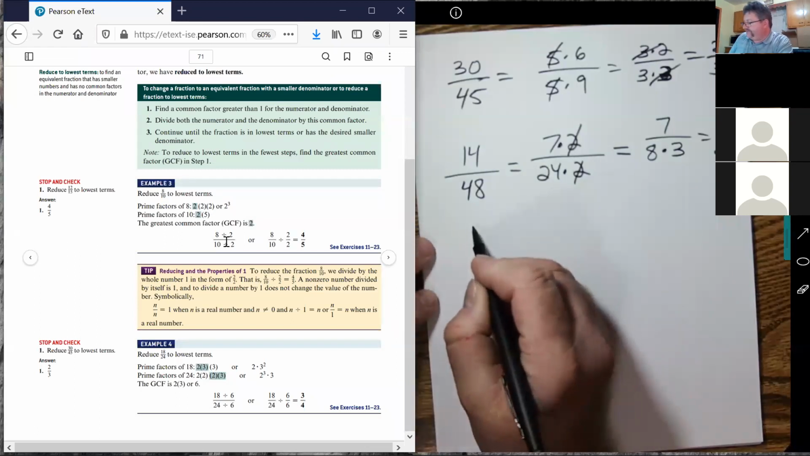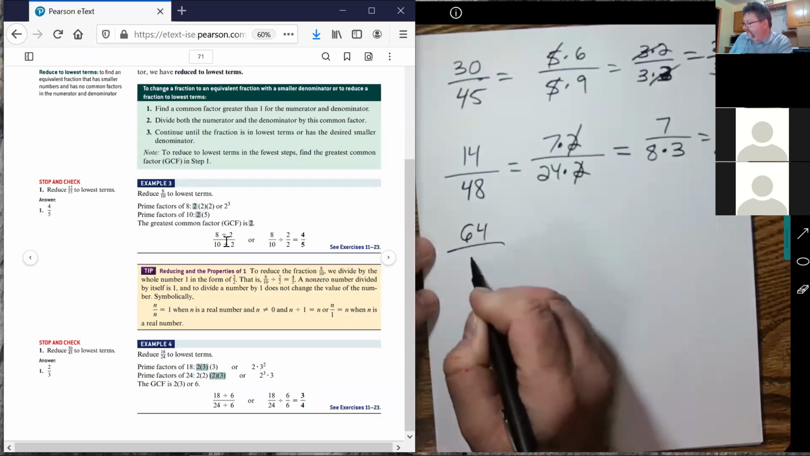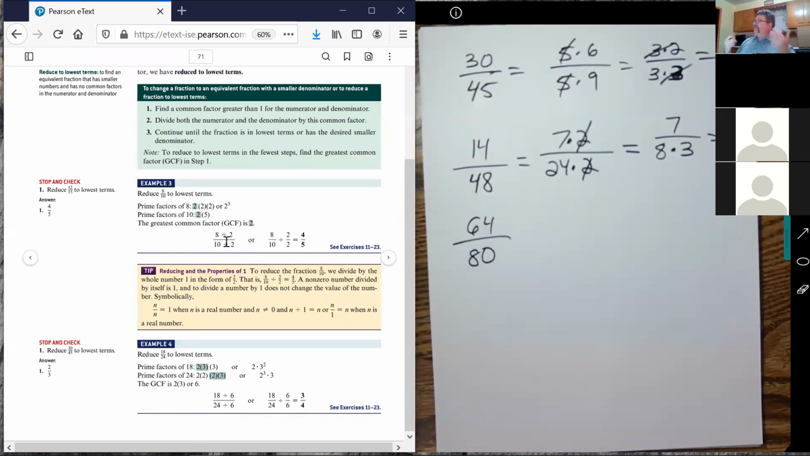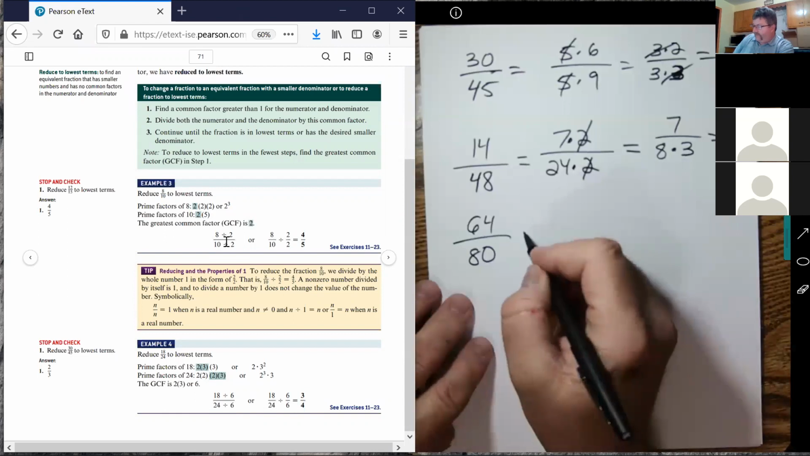Let's do 64 over 80. I don't know. They're both even. Okay, so worst case, if we can't come up with anything better, I could divide them both by 2. I can factor a 2 out.